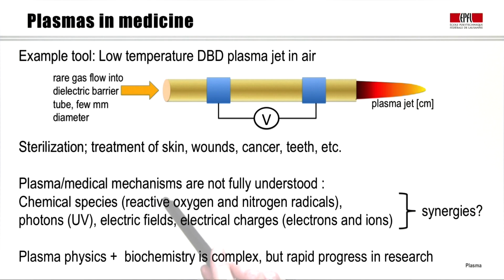Now, the plasma medical mechanisms are not fully understood, but the plasma creates chemical species such as reactive oxygen and nitrogen radicals. The plasma also produces photons, for example, ultraviolet photons. The plasma has electric fields, and it also has electrical charges in the form of electrons and ions. All of these 4 types of effects could play a role, and maybe even synergy between them. Now, plasma physics and biochemistry is certainly a complex subject, but there's been very rapid progress in the last decade.